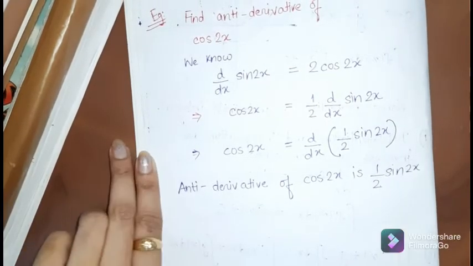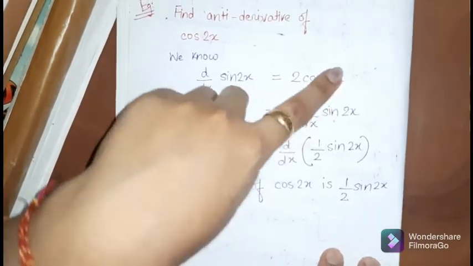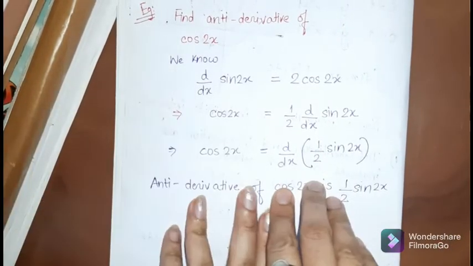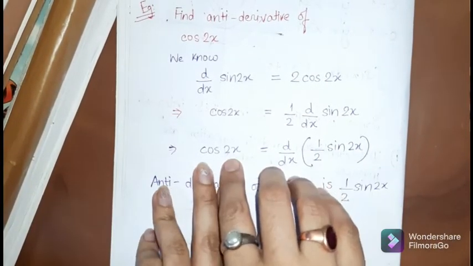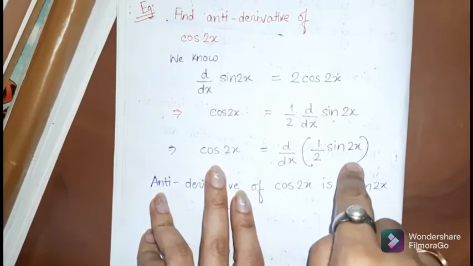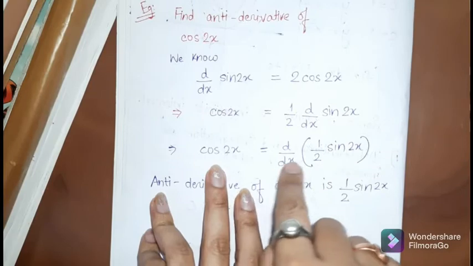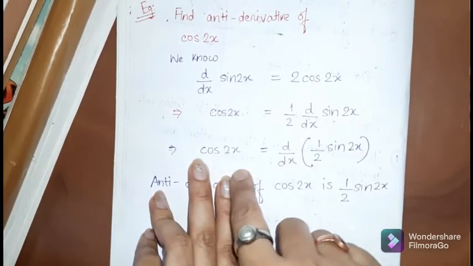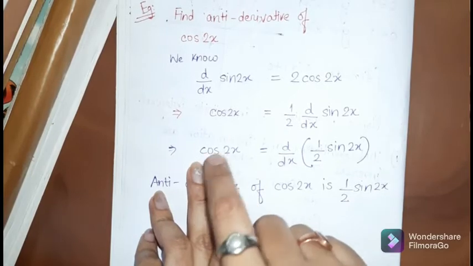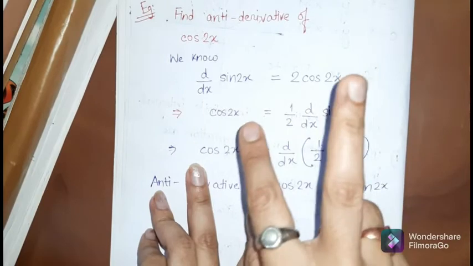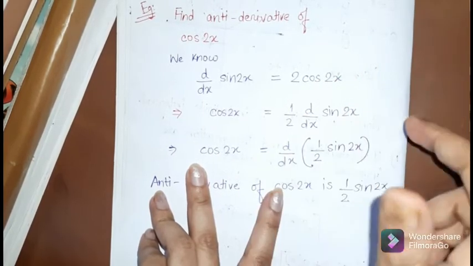Why do we write this? Because we studied that differentiation and integration are inverses of each other. If the differentiation of some function gives this result, then integrating that result gives back the given function. That is why we say differentiation and integration are inverses of each other.